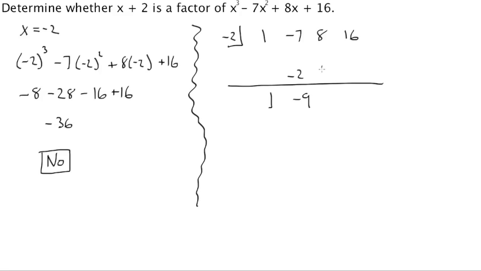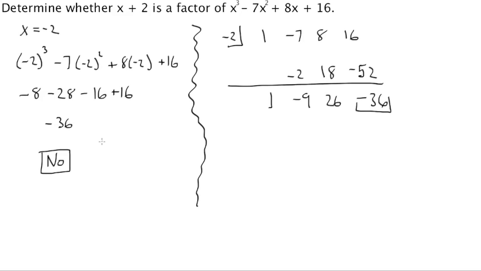Negative 9 times negative 2 will be positive 18, so I get 26. Negative 2 times 26, that's going to be, let's see, negative 52. 16 minus negative 16 plus negative 52, that's going to be negative 36. Huh. Look at that. The remainder here is the exact same as what we got back when we plugged in x equals negative 2. Is that a coincidence?